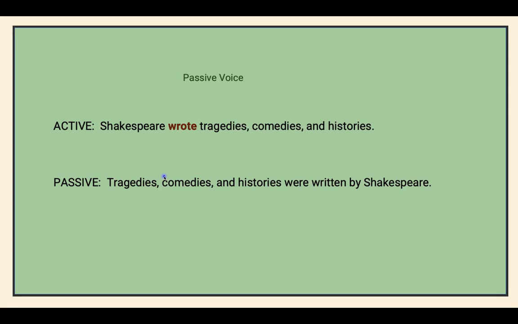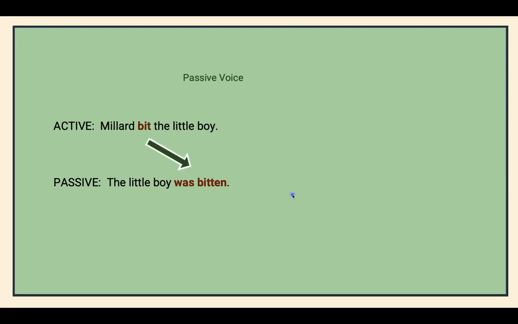We also need to look at what happens to the verb in passive voice. This action verb moves into the past participle, so wrote becomes written. And then in front of it is a be verb. The active verb bit uses the be verb was and the past participle bitten to form the passive voice.